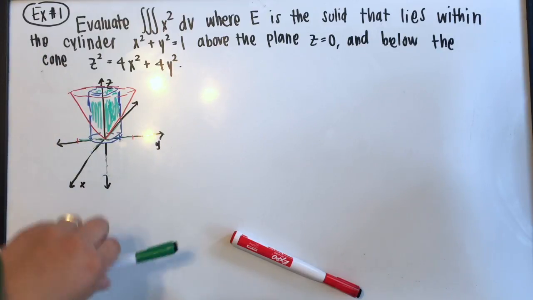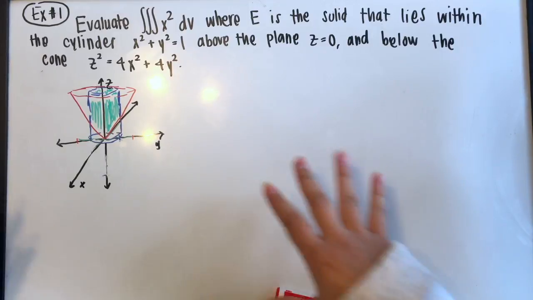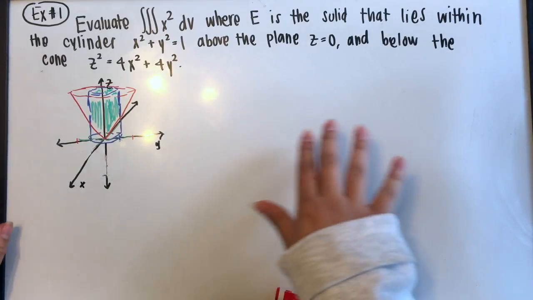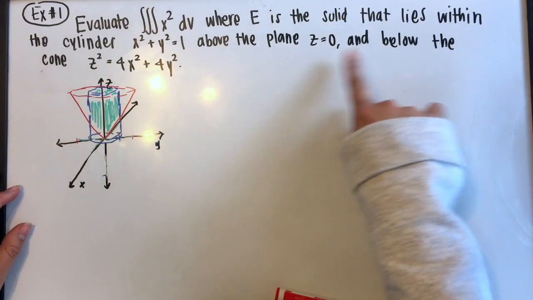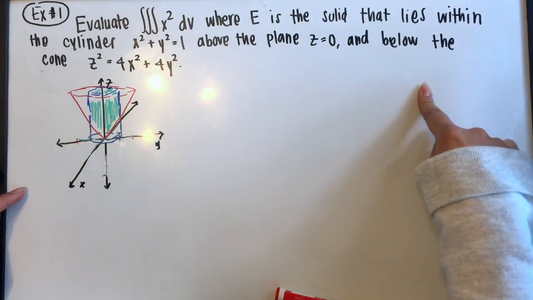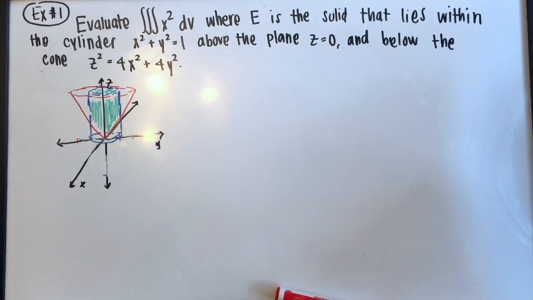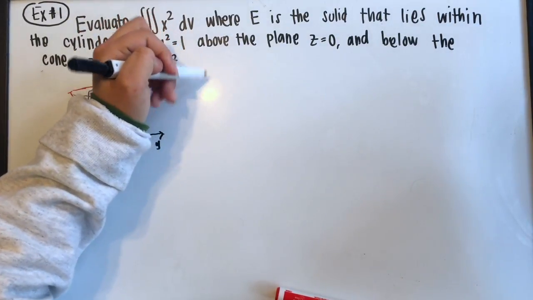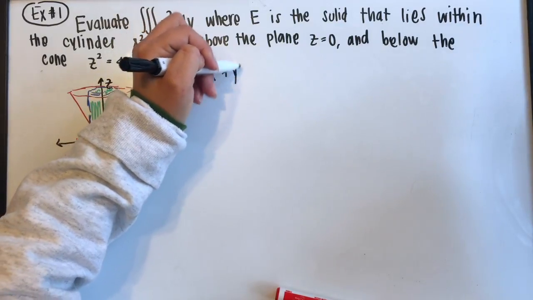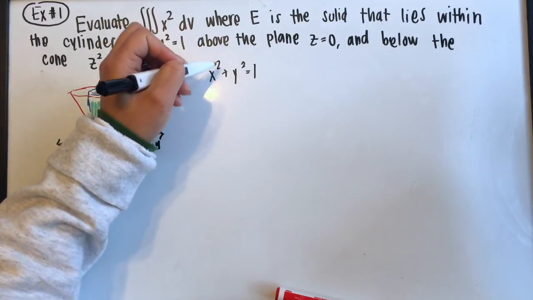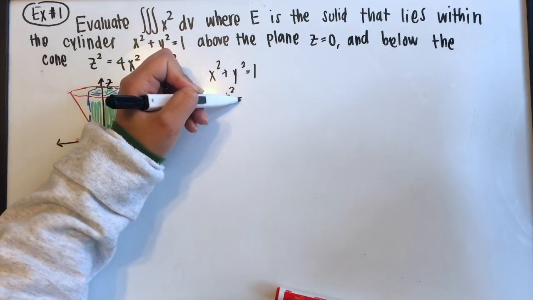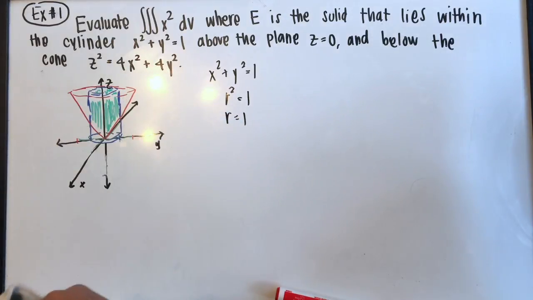What I'd like to do next, after doing the picture first, is convert to polar coordinates. Whatever parts we have here, we need to convert them to polar coordinates. Our first one is our cylinder, x squared plus y squared equals 1. Remember, r squared equals this, so r squared equals 1, which means r equals 1. So right here, we already have a radius.